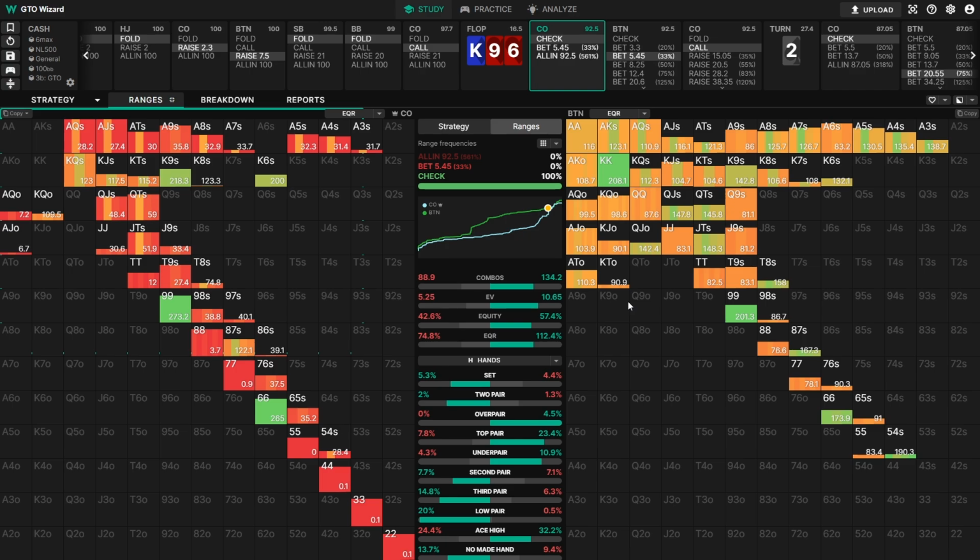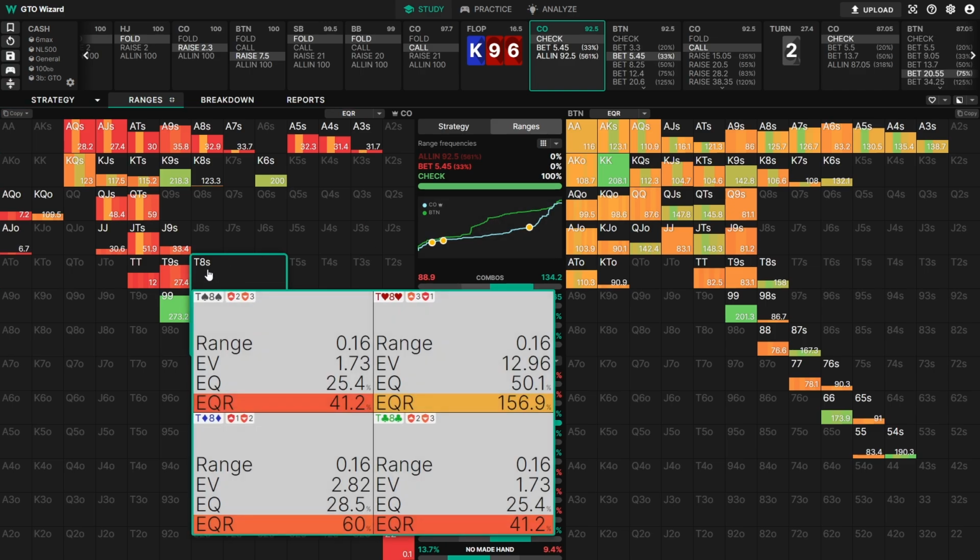But which hands realize equity more? Well, for example, if we just take a look at, let's say, 10-8, you can see that most of these 10-8 are not doing so well. They're only realizing about 40 to 60% of their equity. But 10-8 of hearts with the flush draw is going to be much better. And that's because this hand has better implied odds and it can win more value. So 10-8 is quite a valuable hand here if you have a flush draw. Not so much without.